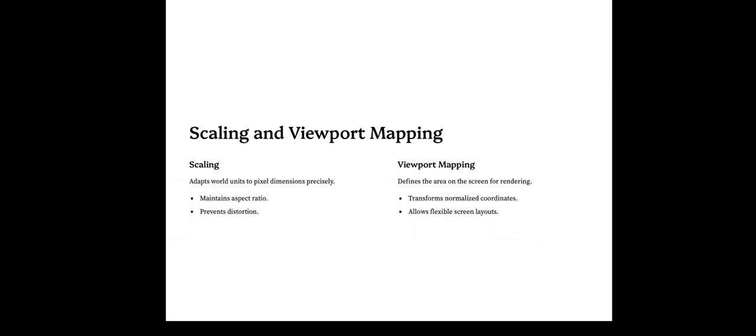Scaling and viewport mapping. First, scaling adapts world units to pixel dimensions precisely, maintains aspect ratio, and prevents distortion. Viewport mapping defines the area on the screen for rendering, transforms normalized coordinates, and allows flexible screen layouts. So the summary: coordinate systems are essential in computer graphics. World coordinates help define the scene, screen coordinates are used for actual display, and proper transformation ensures accurate rendering.